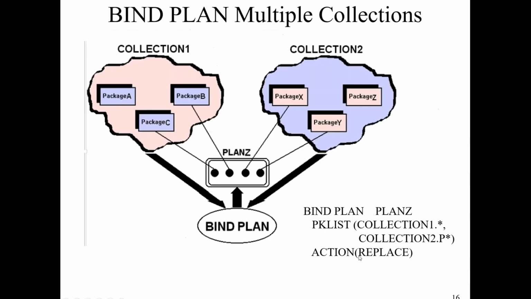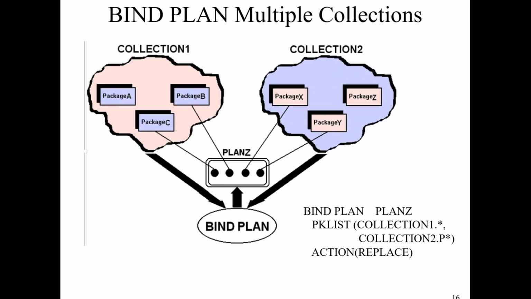A plan could also contain stuff from more than one collection. So here I've got a more sophisticated plan list or package list. I'm binding my plan. It's still called Plan Z. The package list is all of the packages in Collection 1 and all of the packages in Collection 2 that begin with the letter P.